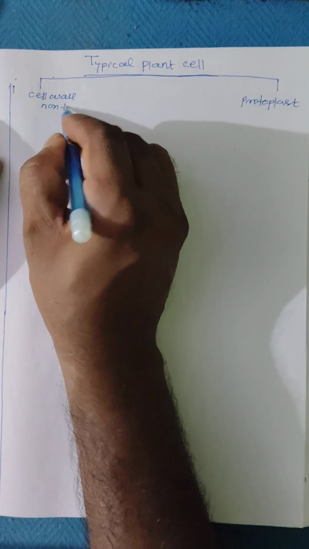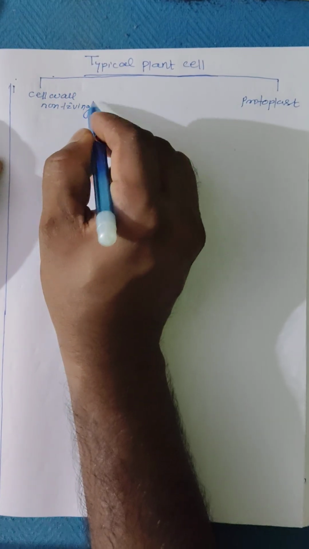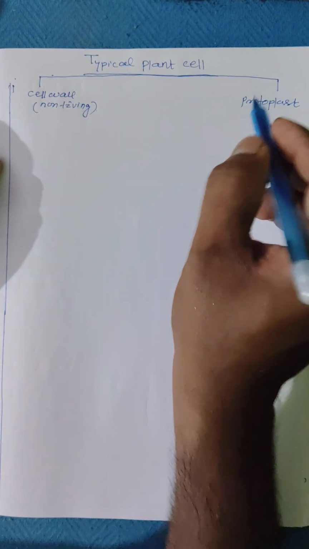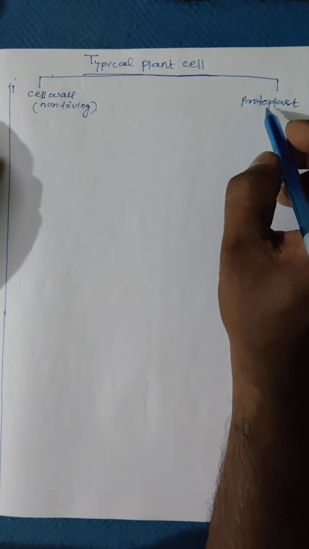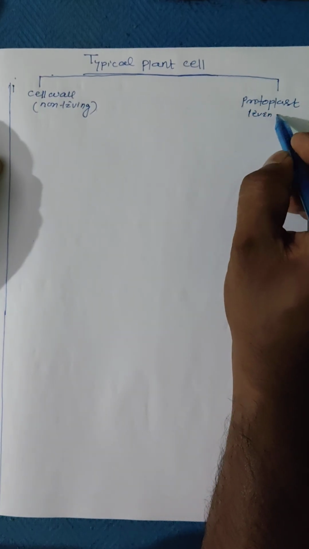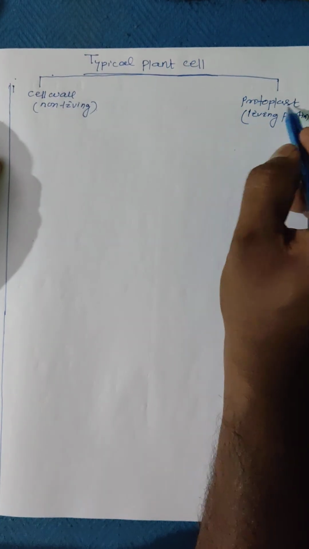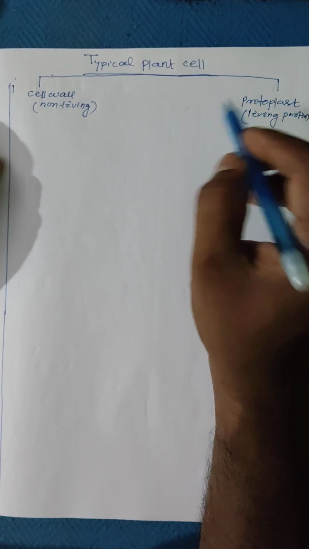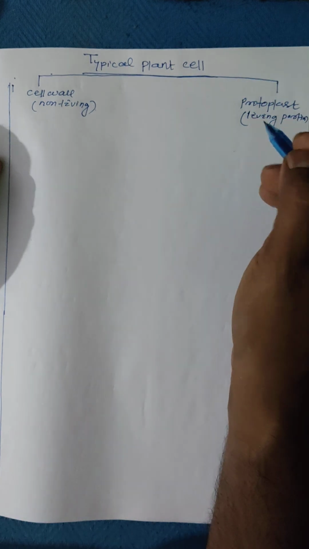The cell wall is the non-living portion of the cell. The outer rigid covering of the plant cell is the cell wall, which is non-living, and the protoplast is the living portion. Protoplast can be defined as a cell without a cell wall. Means if we remove the cell wall, we will get protoplast.